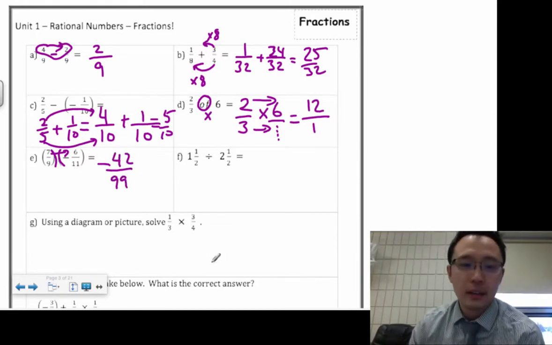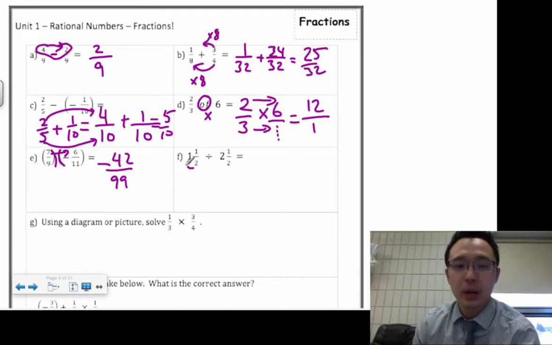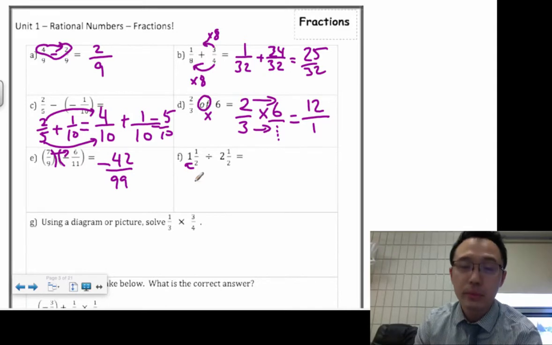There you go. For F, I have some mixed numbers. I'm going to first change these into improper. So 2 times 1 is 2, plus 1 is 3 over 2, divided by 2 times 2 is 4, plus 1, 5 over 2. Bam.